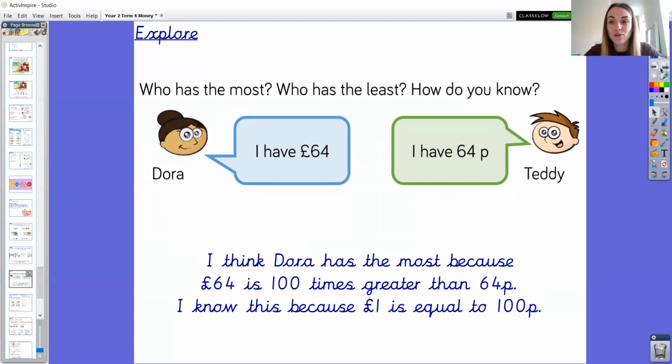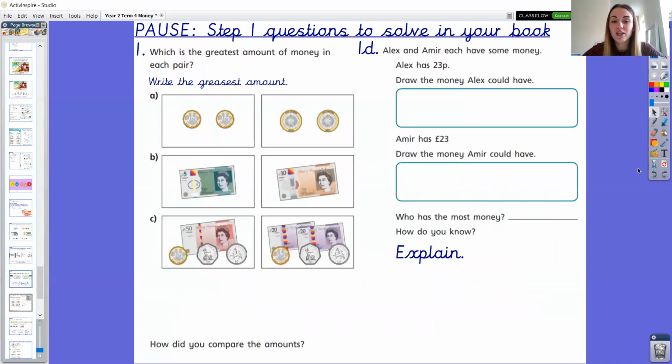Brilliant. Okay, so on your screen now, Year 2, you can see the step 1 questions to solve in your book. Here we have 1A, B and C. For each pair, I'd like you to write the greatest amount. And then we have 1D, which involves drawing money and explaining your mathematical thinking. So please pause the video here to solve step 1.